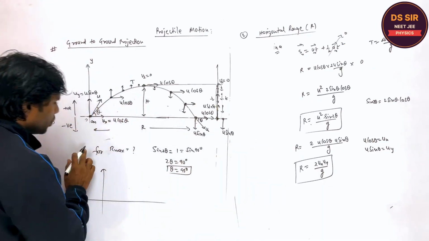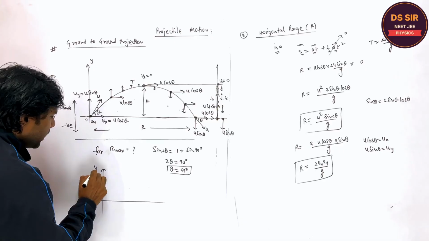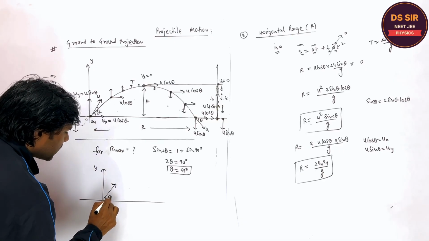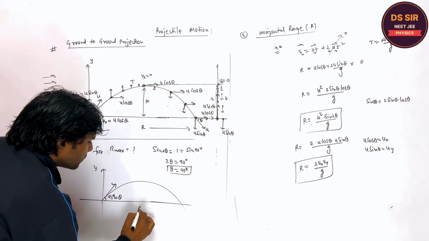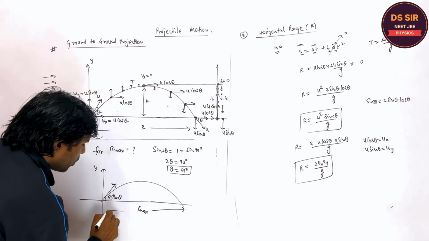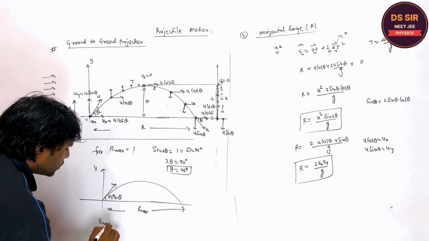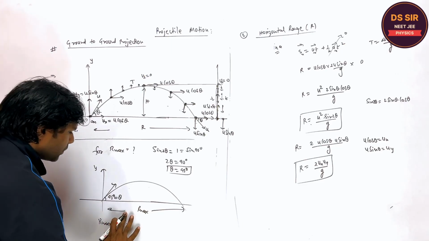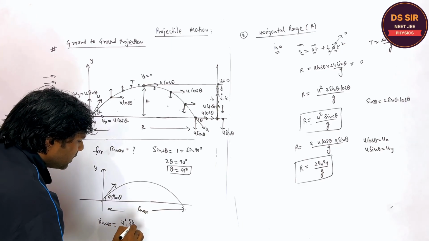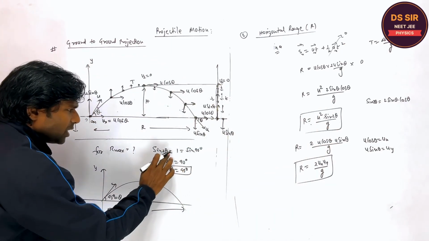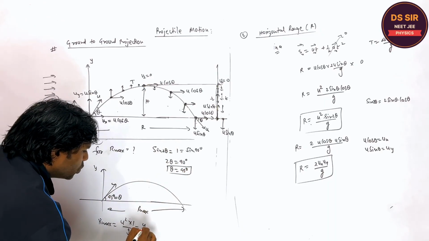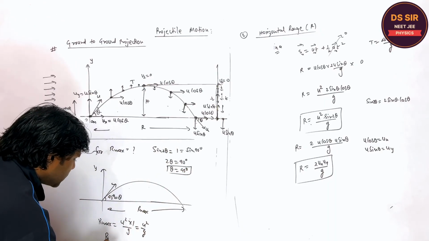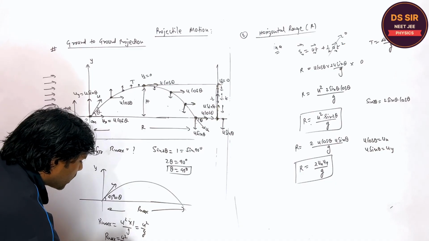After this you can write from here. At what angle do you have to throw the projectile? At 45 degree. Then the range is maximum. Is it clear or not? And what is the maximum range? It is equal to u square sin 2 theta, and taking sin 2 theta equal to 1, upon g. So u square upon g. So the maximum range formula is u square upon g.